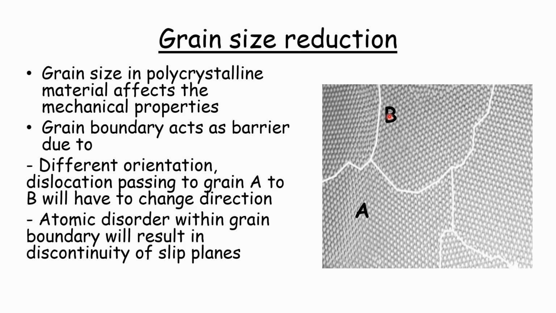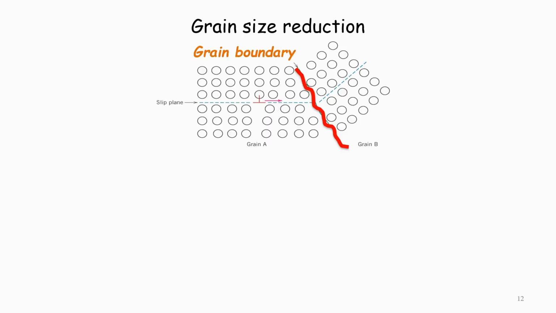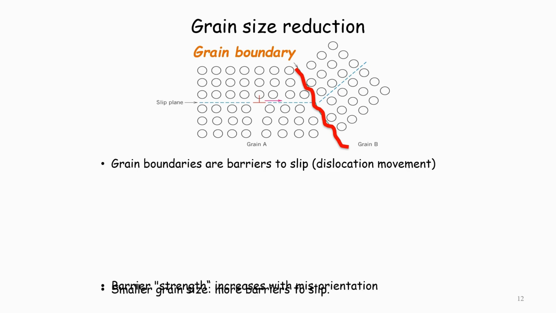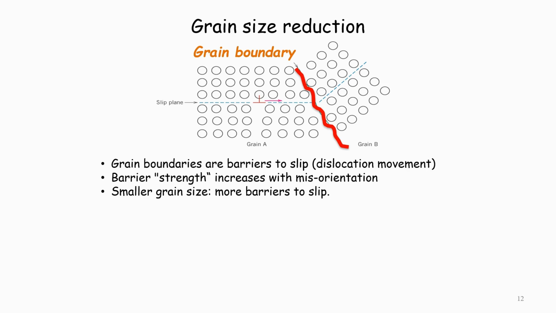As we can see, the grain A and B here have a different orientation. So dislocation passing to grain A from grain B will have to change direction. And atomic disorder within this grain boundary will result in discontinuity of a slip plane. So the grain boundaries are barriers to slip or dislocation movement. The barrier strength increases with this misorientation. And when we have a smaller grain size, meaning that we have more barriers to slip. And here we have a Hall-Petch equation that I'm going to talk about later.